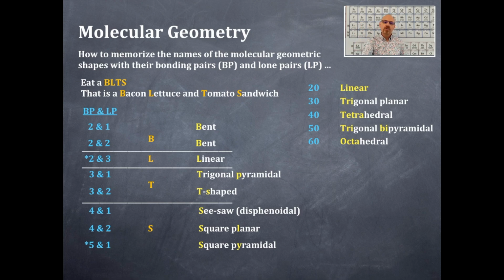I want you to know these. You have to memorize the names of the shapes with either the AX-like structure or the bonding pairs and lone pairs on the central domain. Those are the domains around the central region. This is an awesome video. There's so much on this one. You got to rewind this and play it again.